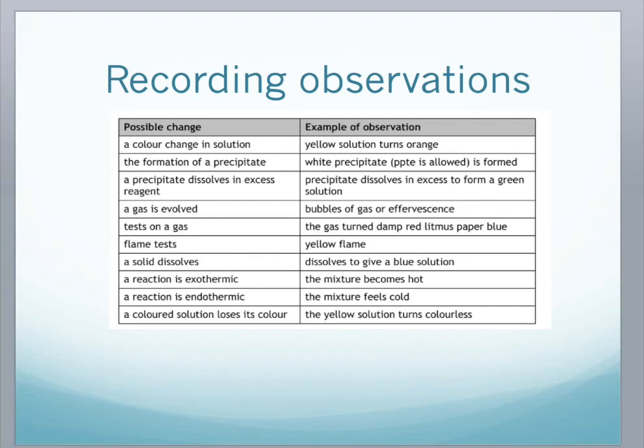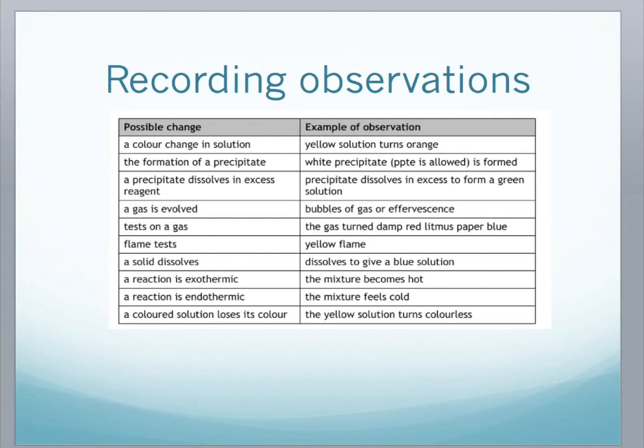You might have a gas being evolved. So again, the best way to say that would be either by writing bubbles of gas or effervescence. You can then be asked to carry out a test on the gas to confirm something. So it could be that you're asked to use damp litmus paper, so you need to make sure that you're writing down the change. So for example, the gas turned damp red litmus paper blue.